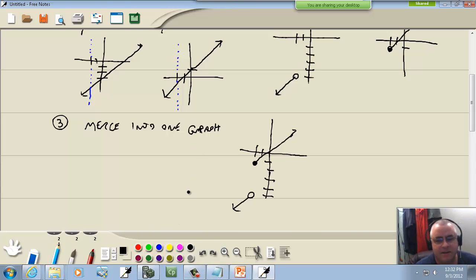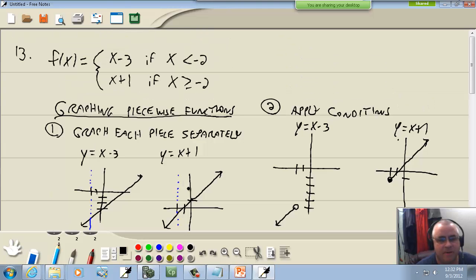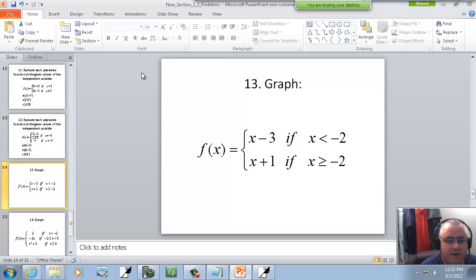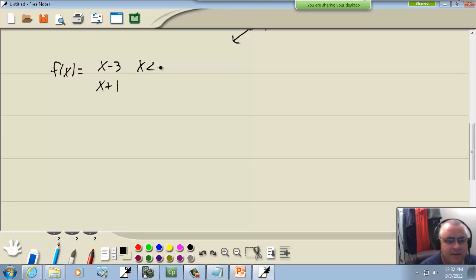Let's take a look at how to do this on the calculator. And let me write it over. I've got f of x is equal to x minus 3 and x plus 1, where x is less than negative 2 and x is greater than or equal to negative 2. Okay, the key to graphing these is put parentheses around x minus 3, put parentheses around x plus 1, and put parentheses around your conditions like that. And then we're going to put this on y1, and this on y2.